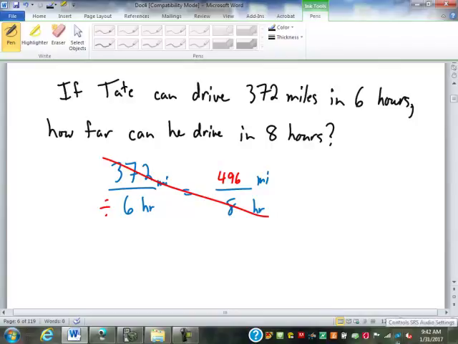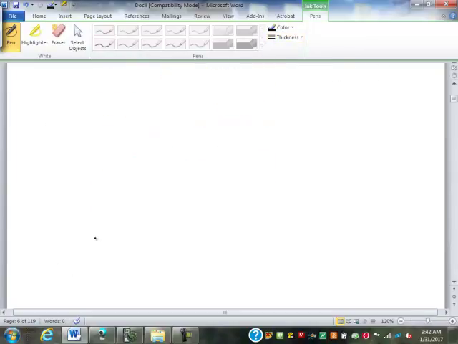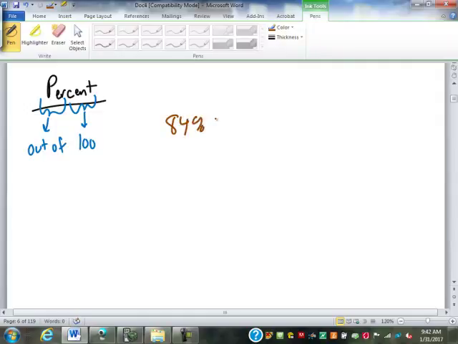So today we're going to start off with a bit of a review on our percents. We covered these last semester, but they're important enough I want to go over them quickly again. Remember the meaning of the word percent. Per means out of, and cent means 100. Good. So percent, like 84%, literally means 84 out of 100.